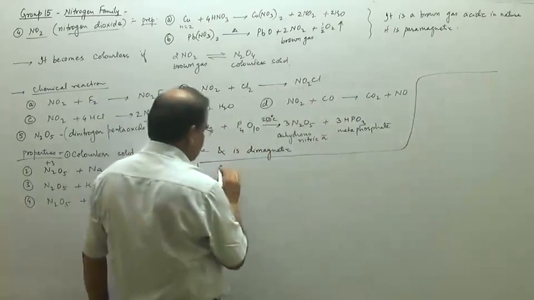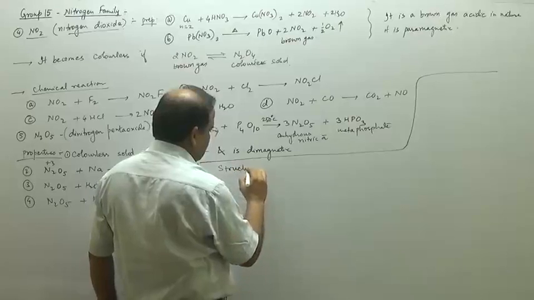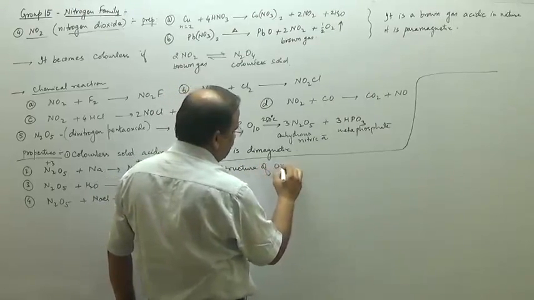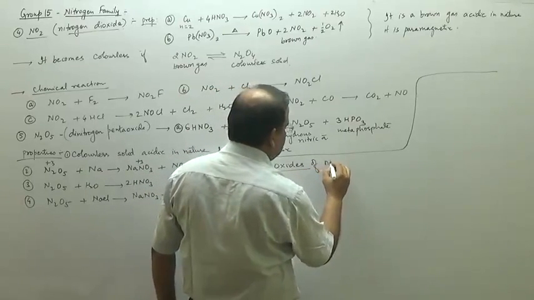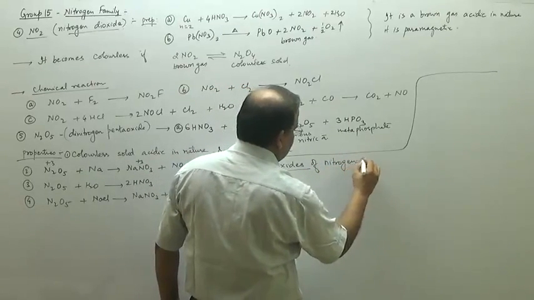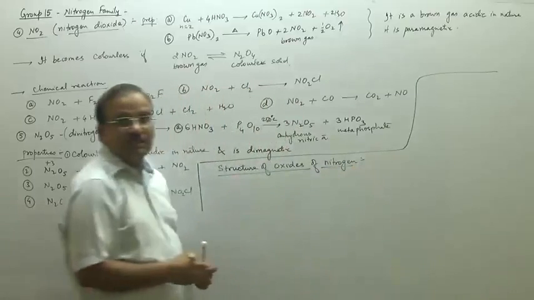The structure of oxides of nitrogen. If I read the structure of oxides of nitrogen, I am going to write it like this. So we are going to write that the structure is like this.